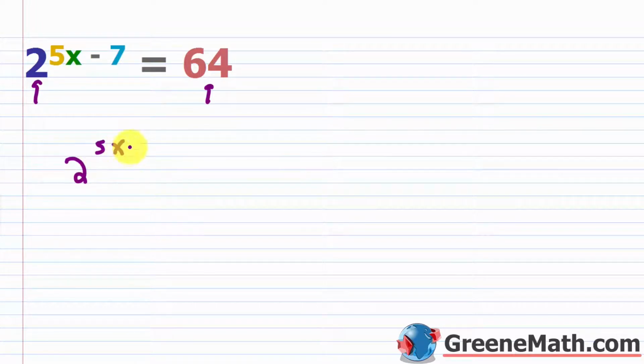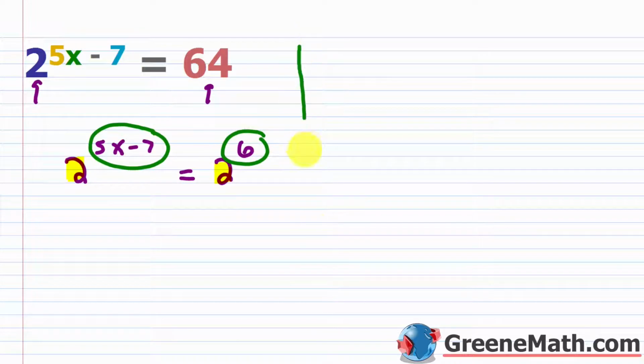So what happens is I can now rewrite my problem and say this is 2 to the power of 5x minus 7. And this equals, instead of 64, I'm just going to write 2 to the 6th power. So now, through a little bit of manipulation, I have like bases. So I have a 2 and I have a 2. So what I want to do now is just set these exponents equal to each other and solve. Very simple process. So 5x minus 7 is equal to 6.